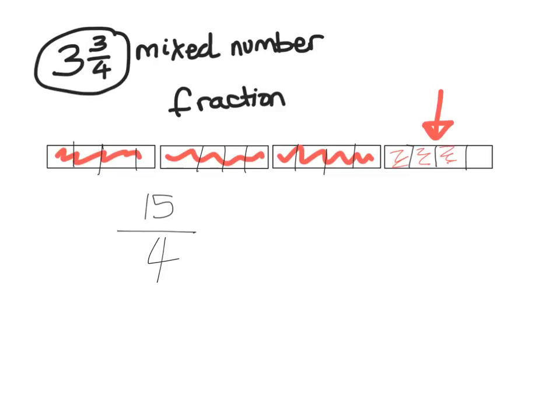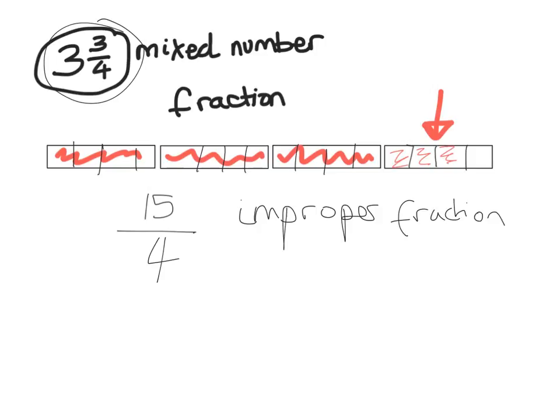Now I've changed this mixed number into an improper fraction. This is called an improper fraction because the numerator, the top number, is bigger than the denominator. We can see that 15 is bigger than 4. All that means really is you'll need more than a whole bar. One whole bar would only give you 4. You need 15. So you'd need to have several bars to get that.